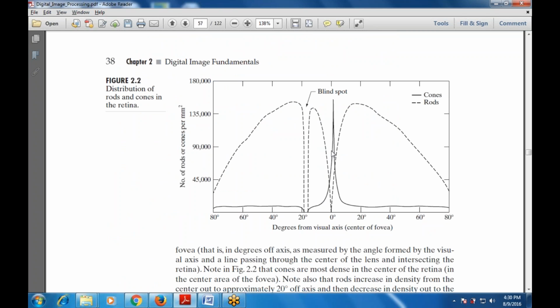It shows the cones and rods available, from 0 to 80 degrees from the visual axis, the center of the fovea, on both the left-hand side and the right-hand side. The dotted lines represent the rods, and the cones are represented with the normal thick line.